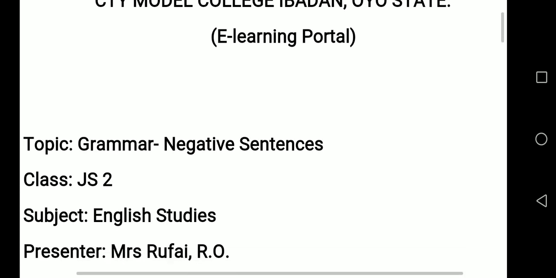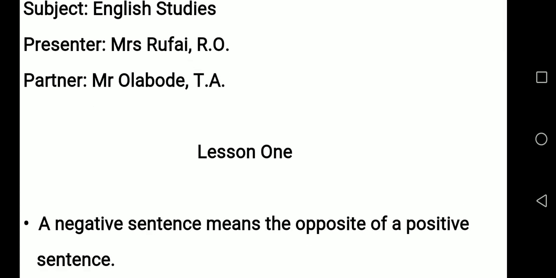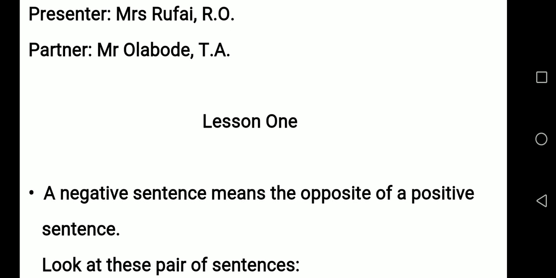What is a negative sentence? A negative sentence means the opposite of a positive sentence. It is saying something contrary to the positive sentence. Let's look at the pair of sentences on page 177.